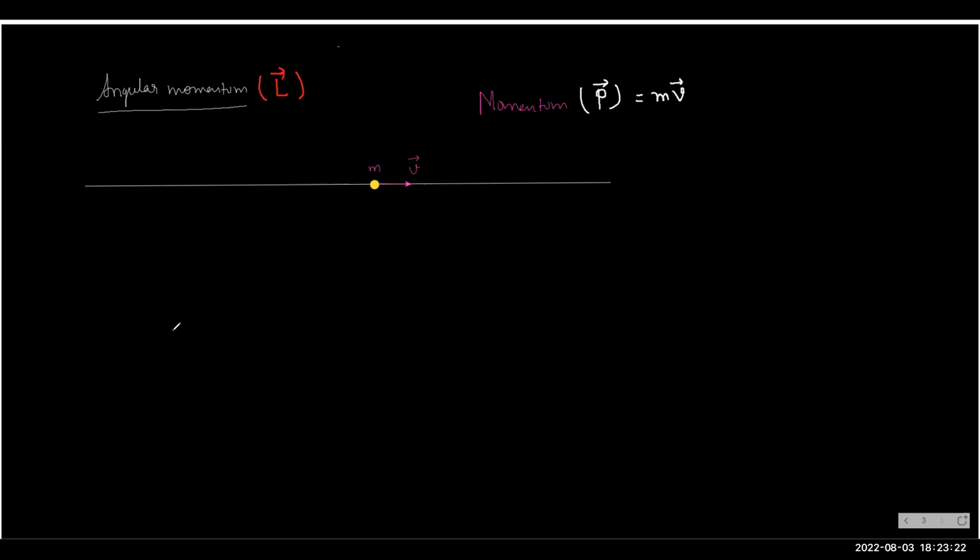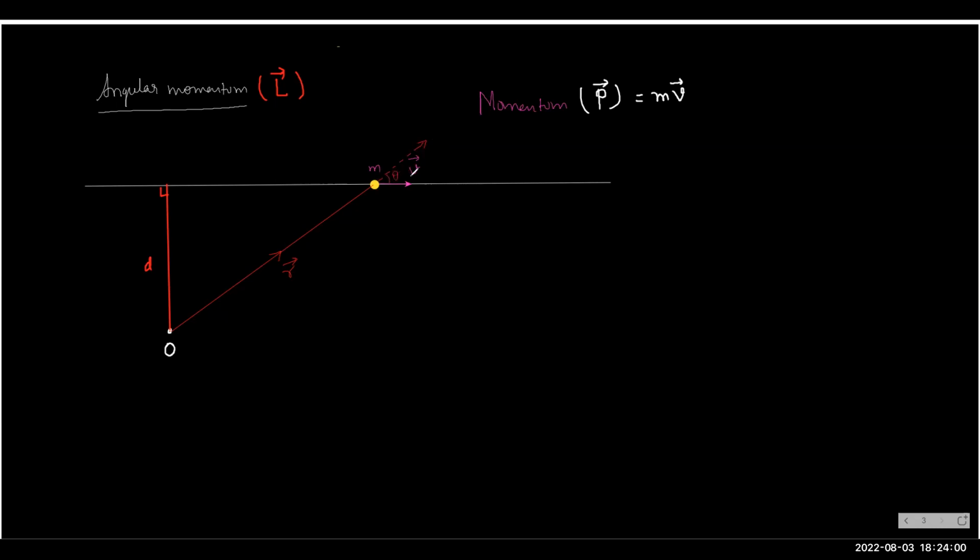Now let's say we would like to know the angular momentum of this particle with respect to some origin O. Origin is somewhere randomly in the space. So the first thing that we do is we drop a perpendicular from the origin to the line. You can call the distance of the perpendicular d. And if you join the particle to the point O, then this is called r vector. So this is the direction of r vector.